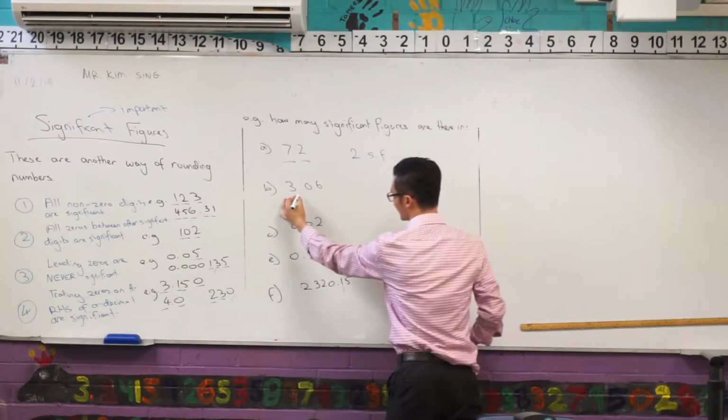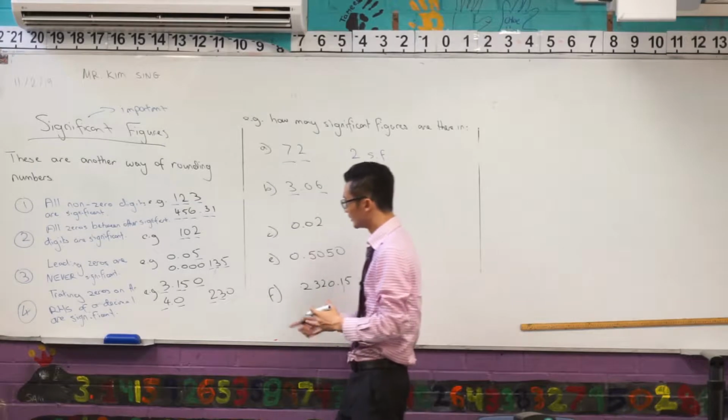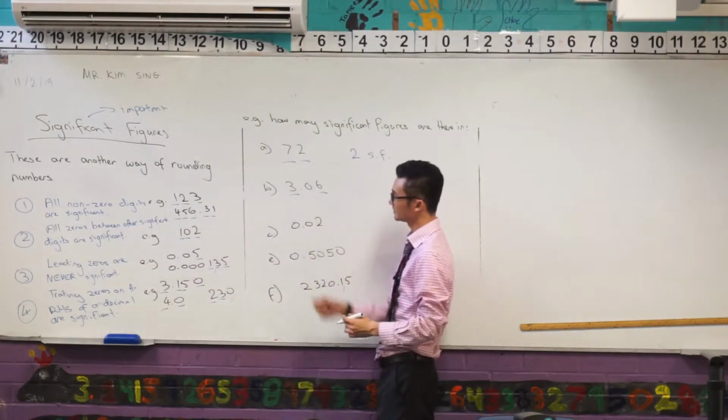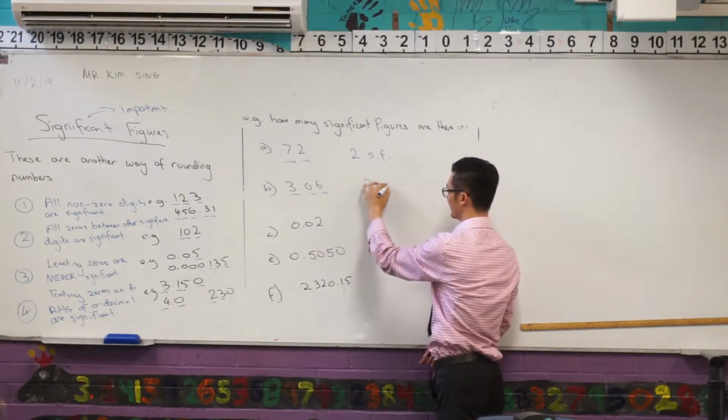What about this one here? Well, I can see that 3 and 6, they're automatically significant. What about this 0 here? Well, this 0, it's between significant digits, 3 and 6. So that one actually is also significant. So that one would have 3 there.